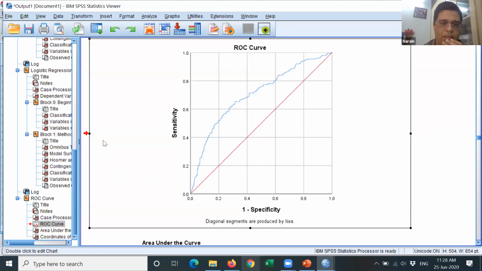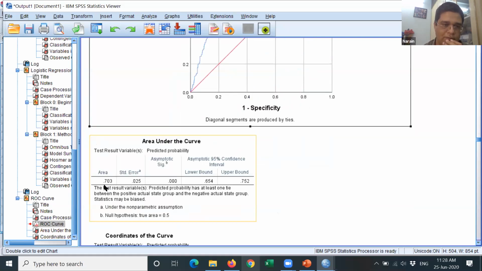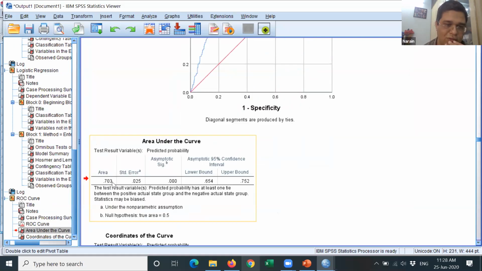And the area under the curve is 0.703. A number greater than 0.7 is generally preferred, so we are almost at the margin itself. My model is working pretty fine, but my true cutoff is 0.5 only.